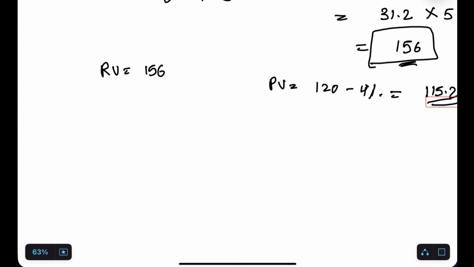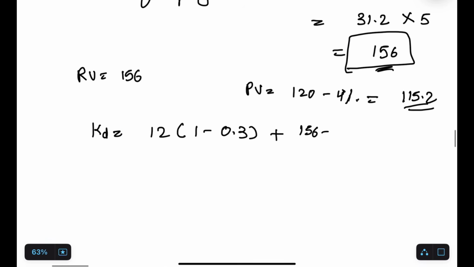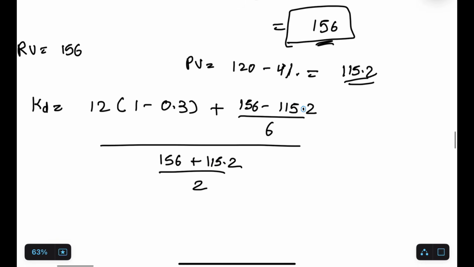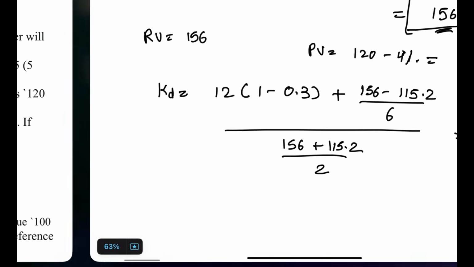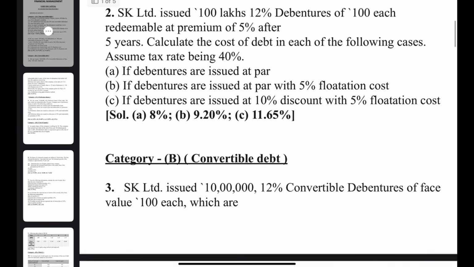So now let us solve this question. Now this question is all normal. Just put in the formula and we would get our answer. The 12% interest rate times (1 minus 30% tax) plus redeemable value of 156 rupees subtracted by PV, divided by the life of the debenture, 6 years, and we would take the average here, right? So when we solve this, we would get our answer as approximately 11.21%, which would be our cost of debt, right? So here we complete the topic of debt.